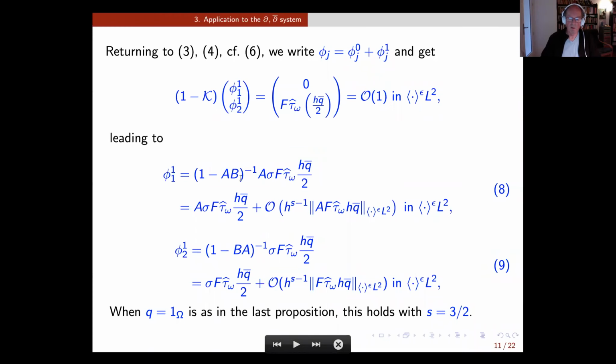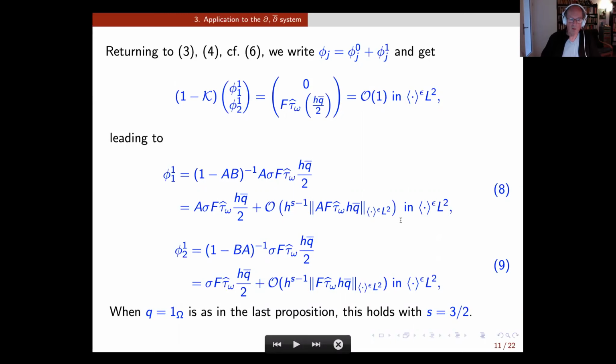And now AB is of norm H to the power S minus 1. So when I expand this in the Neumann series, I get the identity plus something of operator norm O of H to the power S minus 1. So phi 1 has this approximation in the space I'm interested in.